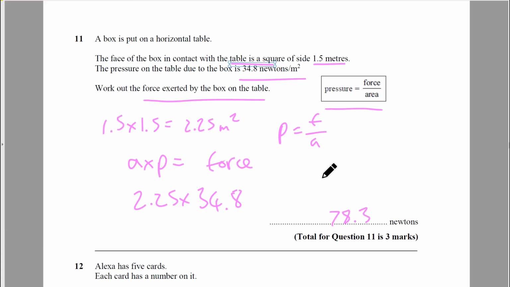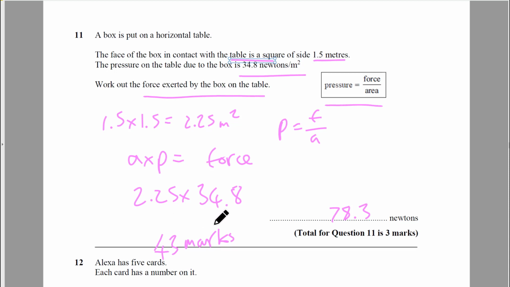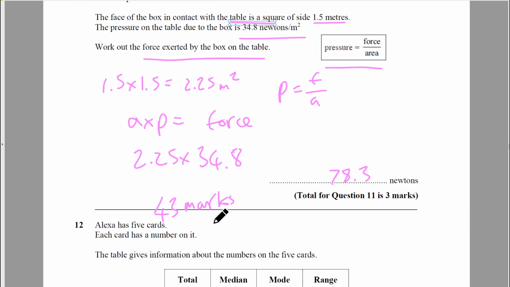78.3. Now let's work out how many marks up to question 11. So I believe that's 43 marks up to here already. So that's literally almost your grade 7 achieved. So you can see it's very doable. So I reckon we should go for grade 8.